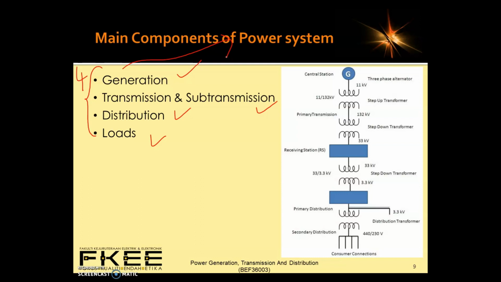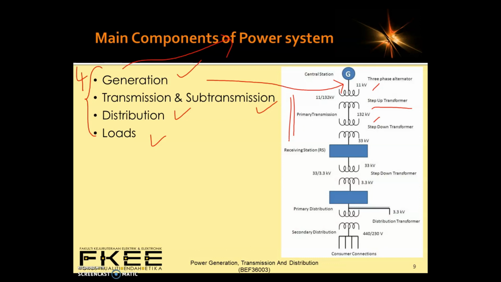Okay, you can see here, this is the generation. Okay, so we have the three-phase alternator for the generation, and then we have the step-up transformer. Okay, from 11 kV to 132 kV. Okay, so we have here the transmission line, and also the sub-transmission line.